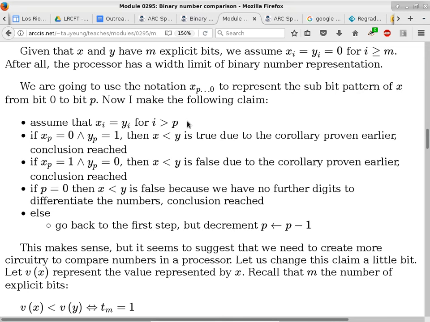What about the second case, when x has a value of 1 and y has a value of 0? Then x is less than y is false. We also know that x is actually greater than y, but we don't care, because we only need to know whether the minuend is less than the subtrahend. That's the only thing we need to know. Now, if you go all the way to p equal to 0, and we still cannot find 2 bits that are different, then the two numbers are exactly the same, which also means x is less than y is false. So is that all making sense?